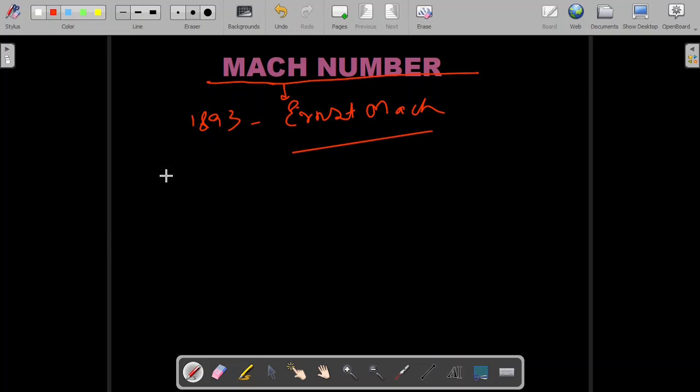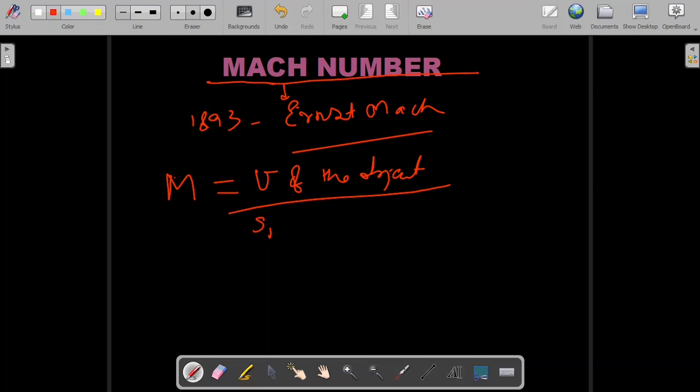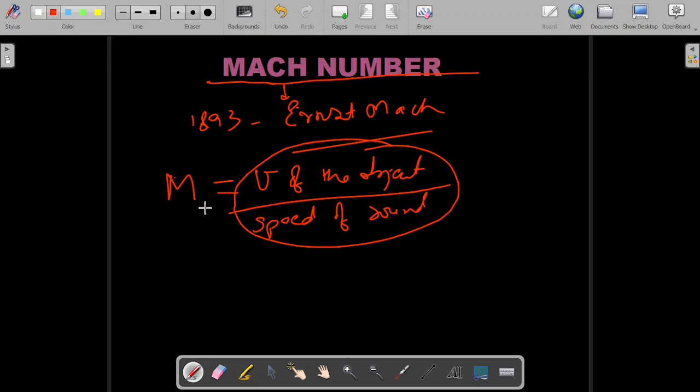So I'll just explain what is Mach number. Mach number is denoted by M, and it is the ratio of the velocity of the object divided by the speed of sound or the velocity of the sound. Since it is the ratio of two speeds or velocities, that's why this Mach number does not have any unit. Okay, so simple till now.